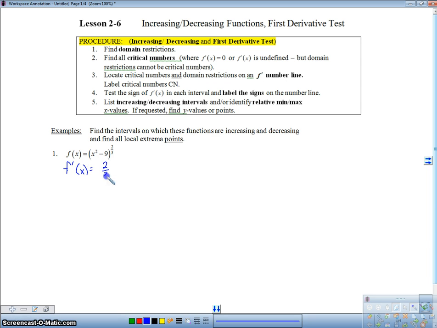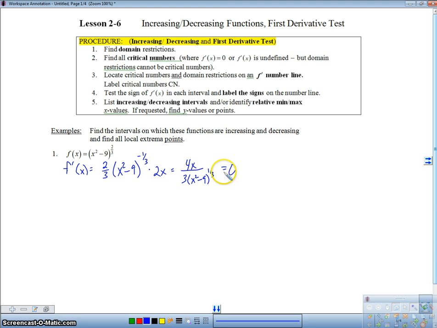So f prime of x here is going to be 2/3 (x squared minus 9) to the negative 1/3 times 2x. Don't forget your chain rule. All right, so that's going to give me 4x over 3 times (x squared minus 9) to the 1/3 power. And I'm going to set that equal to 0 and solve for x.